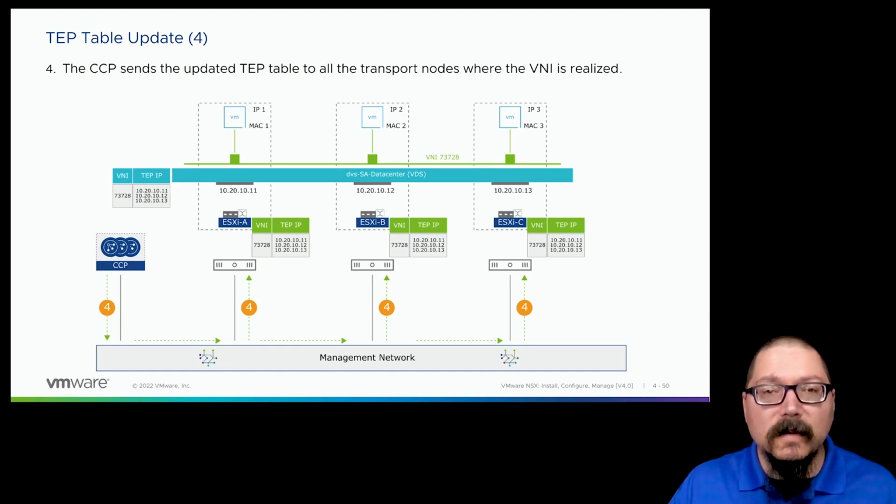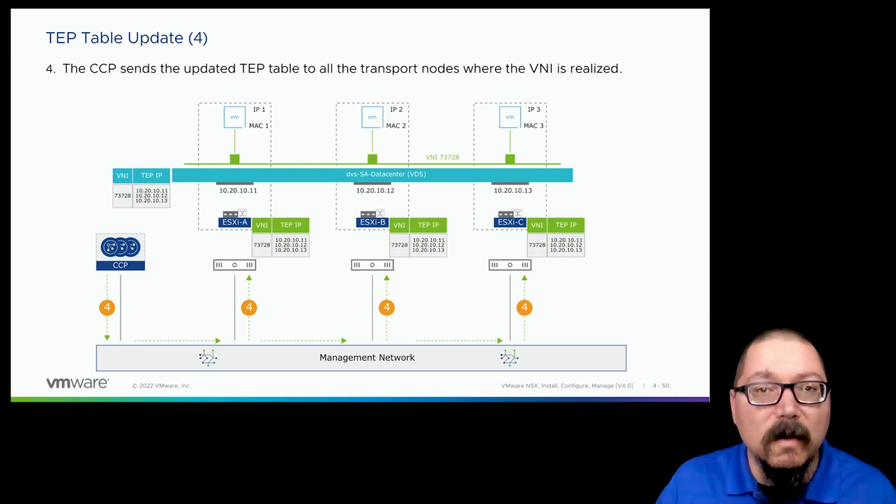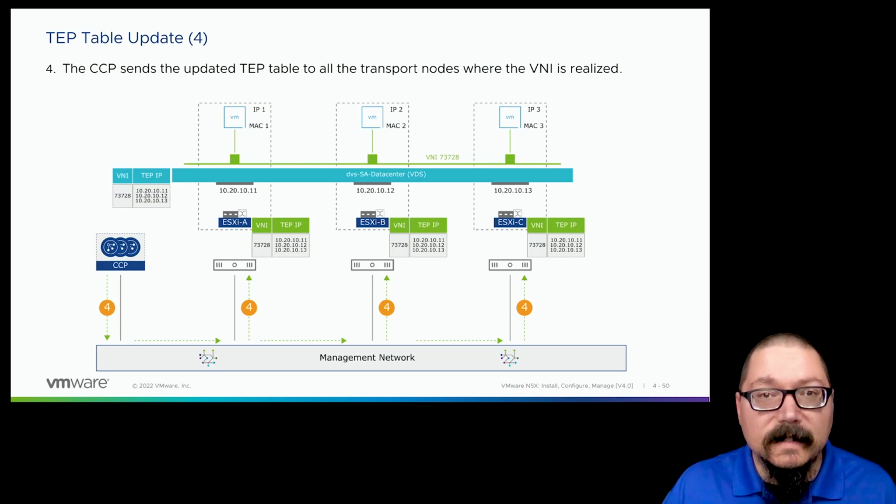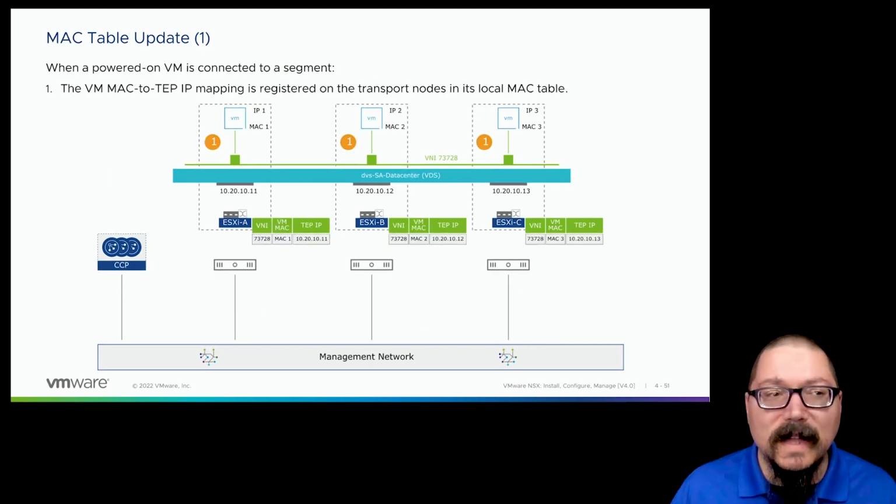Right? So now all of my hypervisors know about all of the other tunnel endpoints. All of my TEPs know about all the other TEPs that they need to know about right now, which is great. Now we can start moving traffic between tunnel endpoints. But how do we know what traffic to move to what tunnel endpoint? Well, that's where the MAC address table comes in.